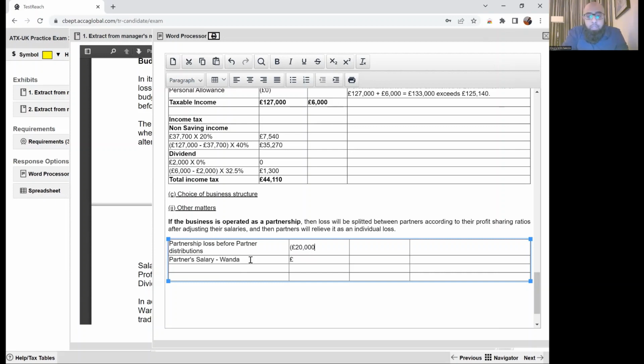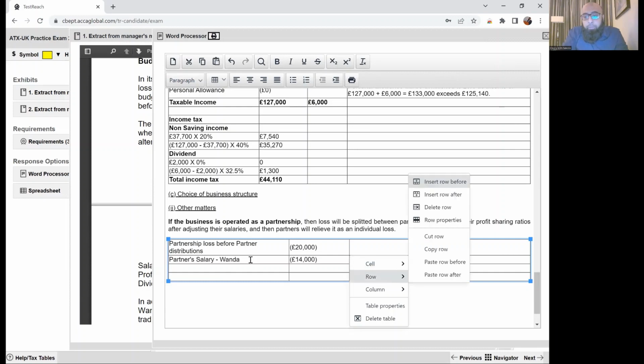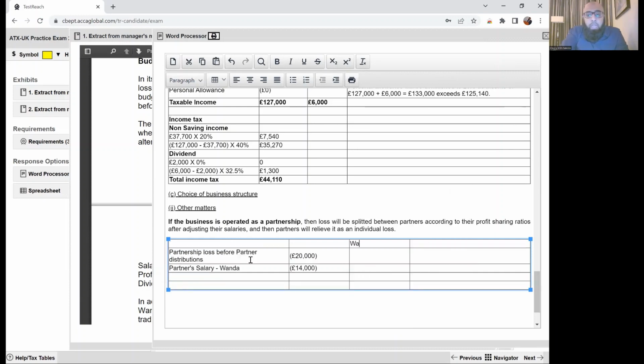Now, since it's a loss, I will show it negative. Partner's salary will also appear negative. Here I will insert a row before, with a heading of Vanda and a heading of Rot. Vanda will get 14,000 positive, and Rot's partner's salary is 0. There is no salary for Rot.